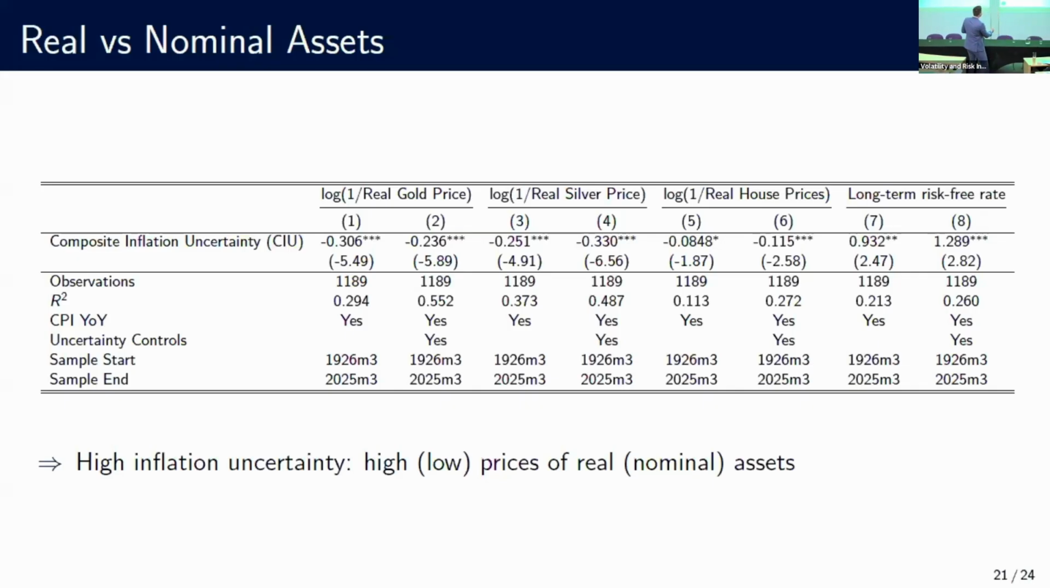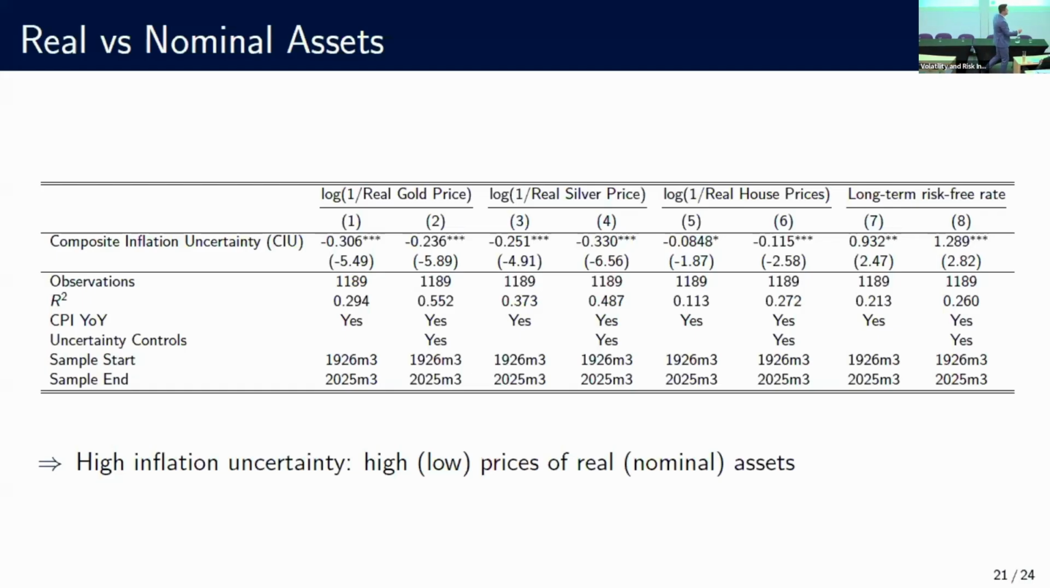So what we find over here is when inflation uncertainty is high, gold prices are high. So 1 divided by the gold price, that's low. So my expected return on gold is low. Investors have shifted into gold. That's why future returns are looking low. Same for silver, same for house prices. We find that when inflation uncertainty is high, house prices are pretty high. The return that you expect on housing is going down.